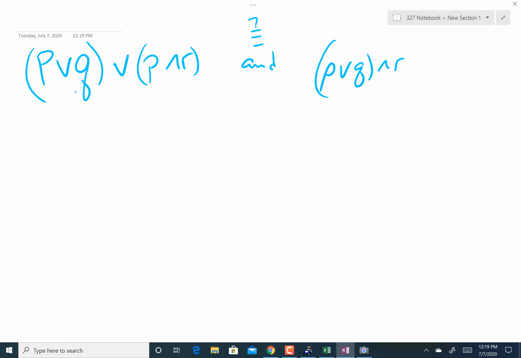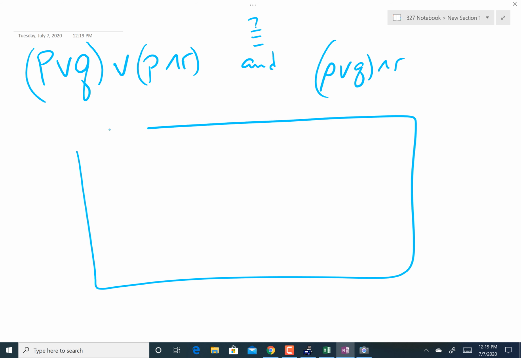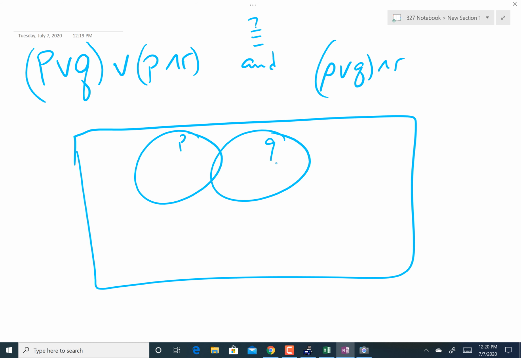So, a couple of things a guy could do here. They could draw a picture of this. Let's just see what happens here. Okay, here's P. Here's Q. Here's R. By the way, they don't necessarily have to overlap. You understand that, right? But it's easier for me to draw them if they do. So P or Q is all of this shaded area. Yes?